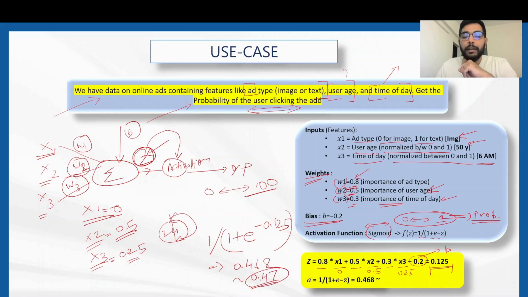Now 0.47, if we give a threshold of 0.5, this is essentially saying that the probability of the user clicking the ad is less when the ad type is image, the user age is 50 and the time of the day is early morning, 6 a.m. The probability is around 0.47, which is not that much. The likelihood of that person, a user of 50 years of age at 6 a.m. in the morning with the ad type of image, clicking is very low.